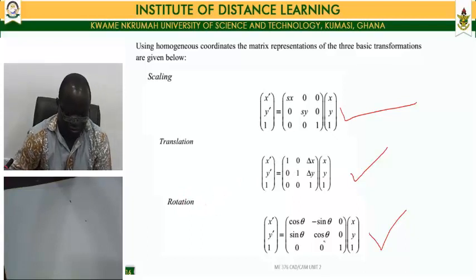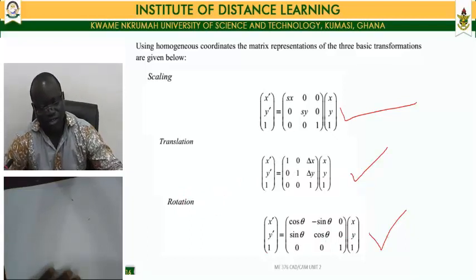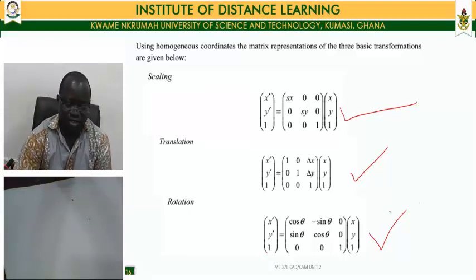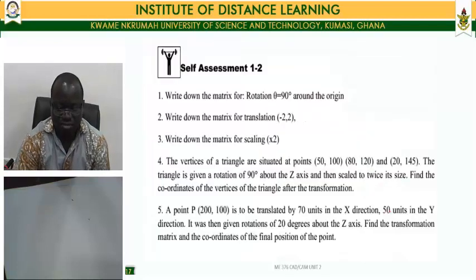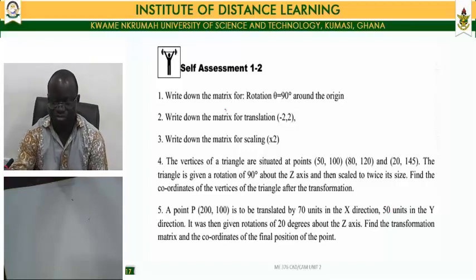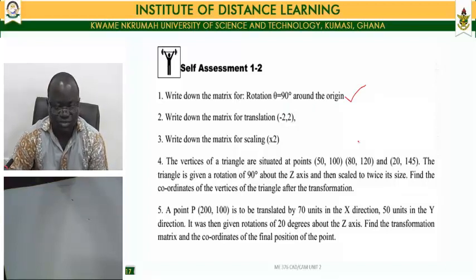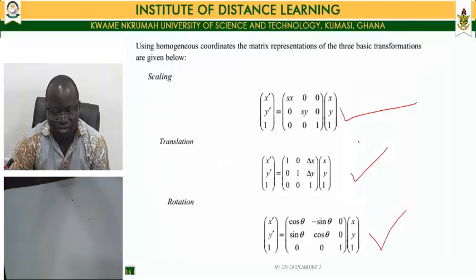Now, by way of self-assessment, this is what we're going to do. Basically, you should be able to write down the rotation matrix for theta equal to 90. You can generate that by taking the rotation transformation matrix here, putting theta equal to 90, and generating these matrices. And then you write down the matrix for translation, and a matrix for scaling.